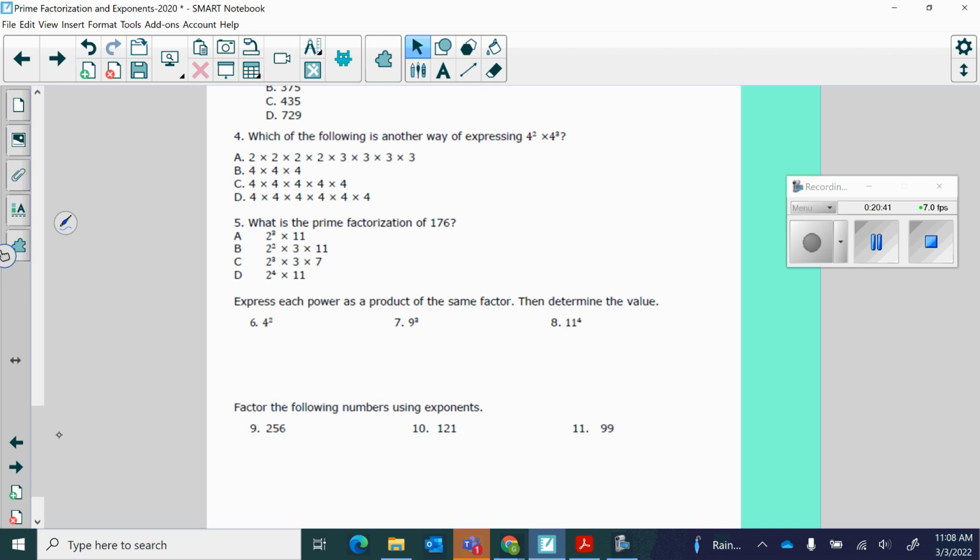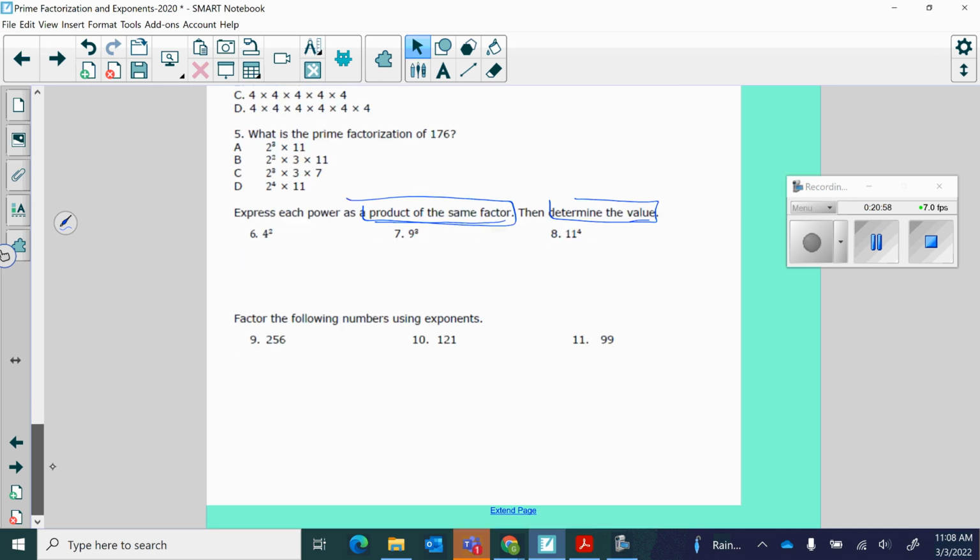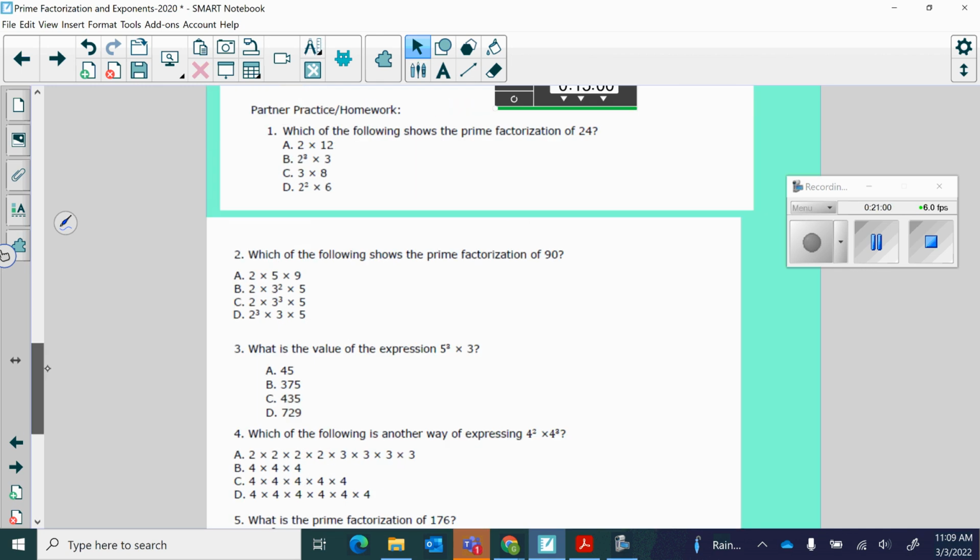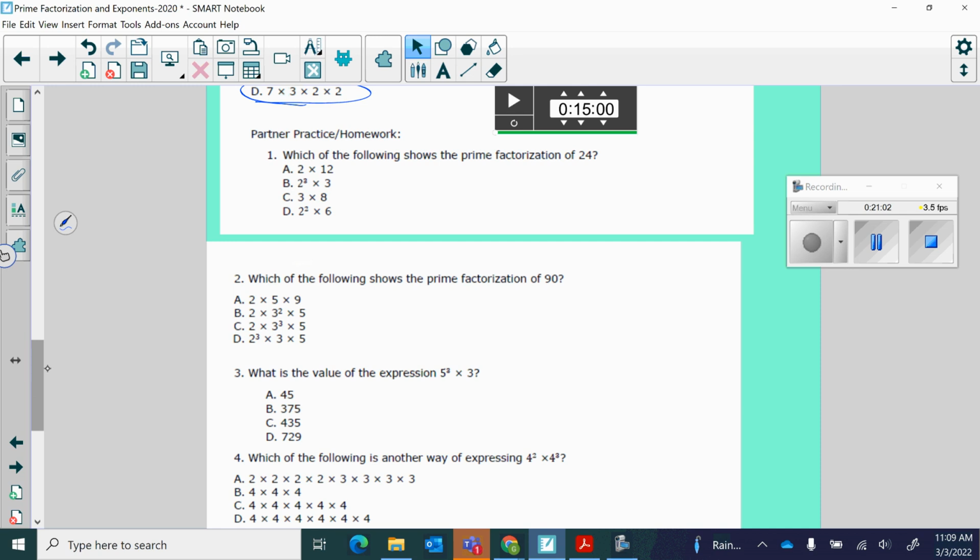Okay, I need to write this out. When we say product of the same factor, that's saying write it out with how many times I'm multiplying that number by itself, then determine the value. In other words, solve it. So you're doing 2 parts on those 3 numbers. The next one, you're just factoring the following using exponents. The rest of them should be very easy. You have 15 minutes, go.